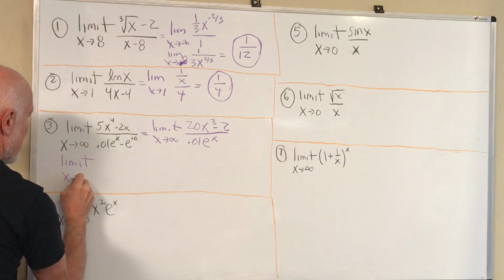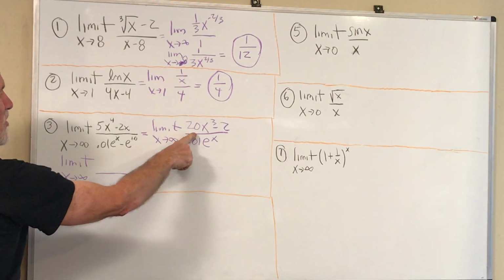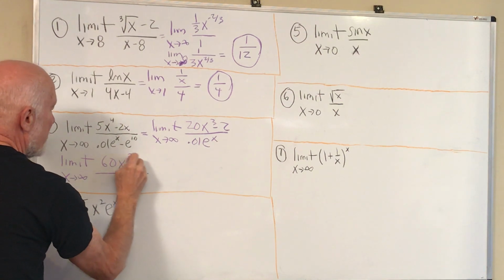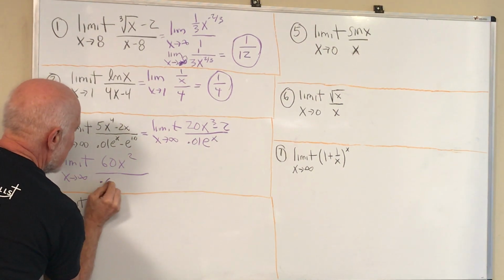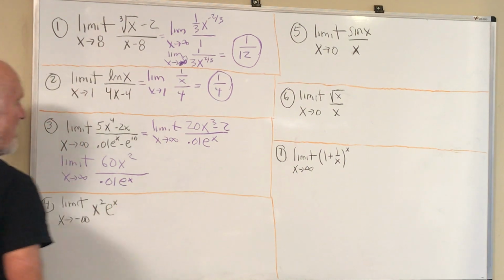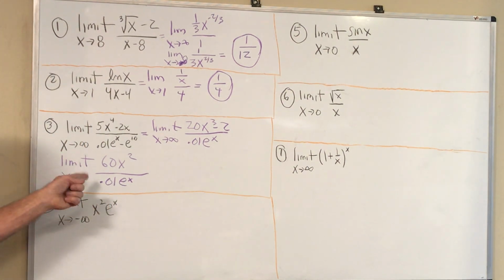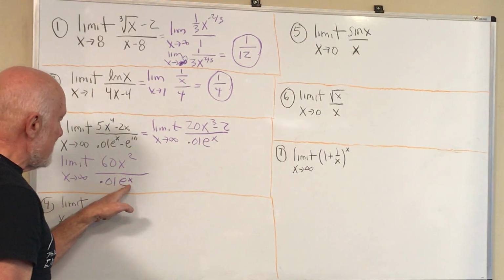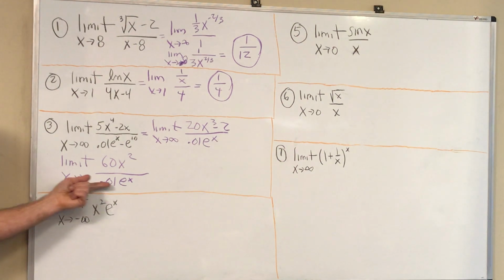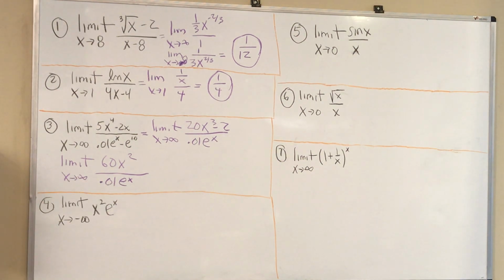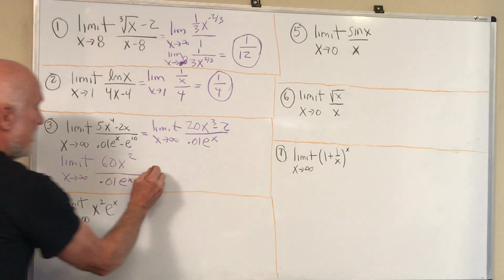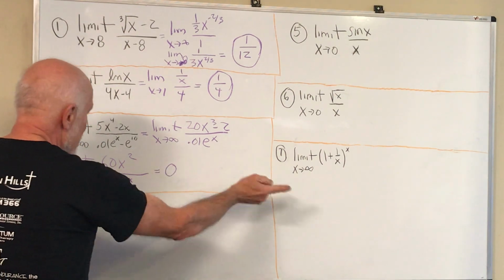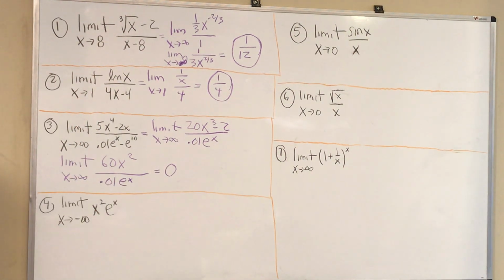L'Hopital. So in the numerator, I get 60x squared. In the denominator, I keep getting the same thing. Now I could keep going farther, but what do you see? Eventually, this derivative is going to get down to 0. This is going to stay the same number, and as x approaches infinity, this is going to go to infinity. So if the numerator is approaching 0 and the denominator is approaching infinity, you're going to get 0. If you wanted to, you could just do a couple more L'Hopitals, but I think you can see that that's going to happen.